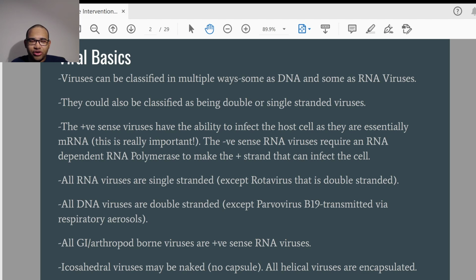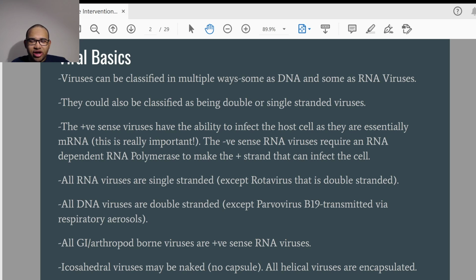So if you notice from the first two installments in the series, I try to be as clinical in my presentation of micro, because I feel like those are the things that will ultimately help you do well on the exam. So viruses, right? You can classify some viruses as being either DNA or RNA viruses. You can classify them as being double or single-stranded viruses. And then there are positive and negative sense viruses. The positive sense viruses, essentially they're mRNA, right? They have the ability to actually infect host cells.